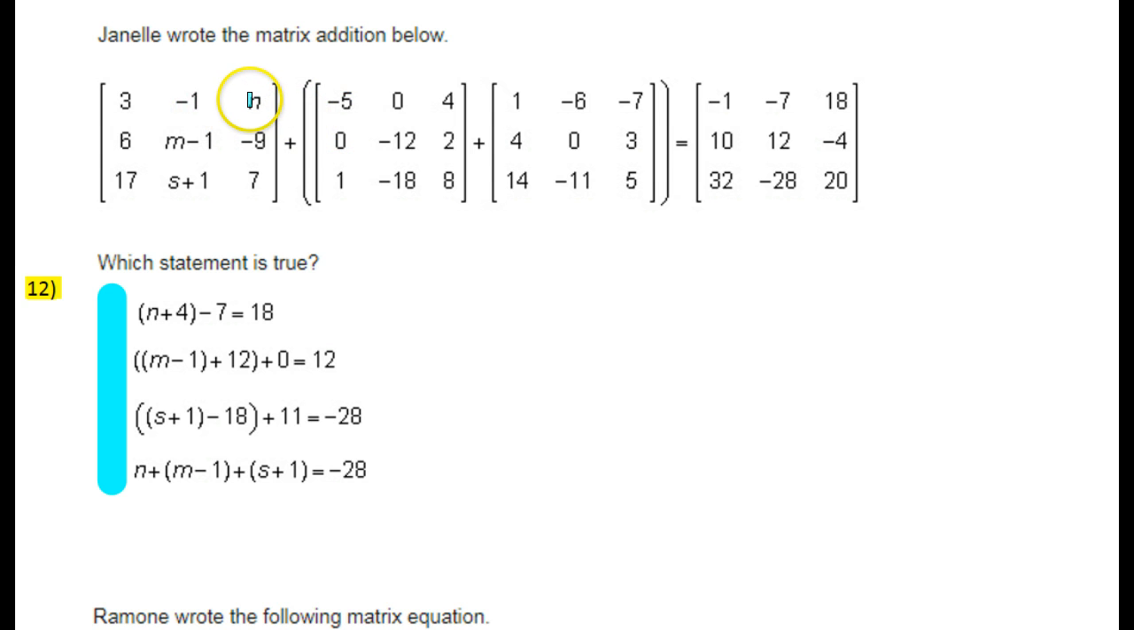So the first variable I see here is n. Notice that that is in row 1, column 3. Let's highlight every element that is in row 1 and column 3. So the number 4 is in that same position. The number -7, same position. And the number 18 is in the same position.